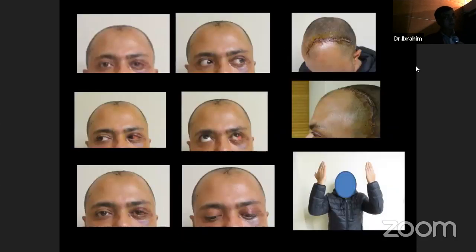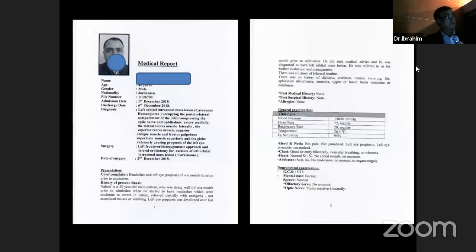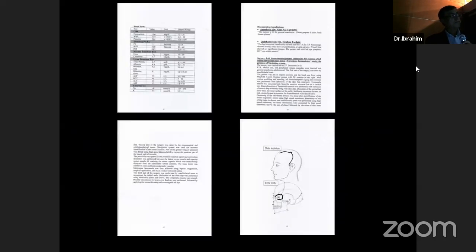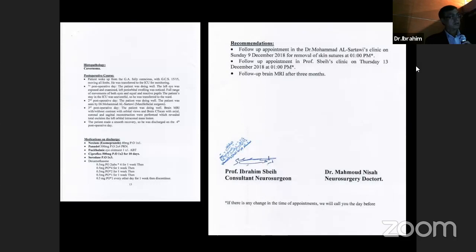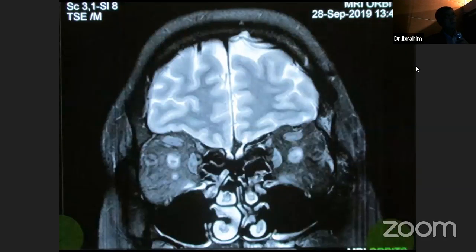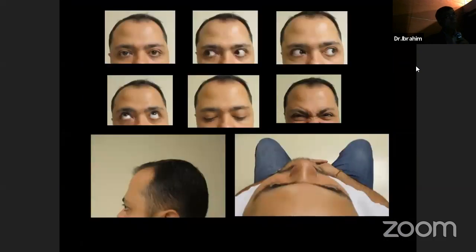This is follow-up in the clinic. Ecchymosis is less. This is the detailed discharge summary that we are proud of, that we are one of few in the world doing this. Everything is done, and the patient is given it in writing. Dr. Mahmoud Nisa was the resident then. Now he has passed his exams as a neurosurgeon. Follow-up at 1 year: beautiful, no problem whatsoever. And this is the cosmetic appearance, how it looks. With this, we finish, and I thank you.